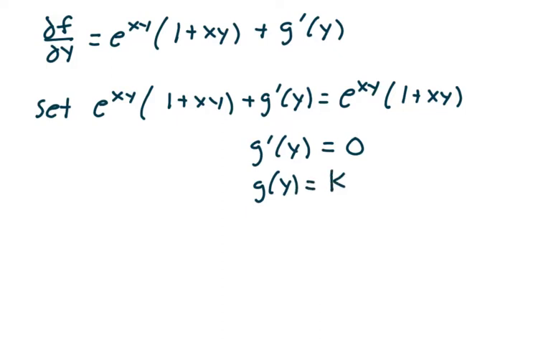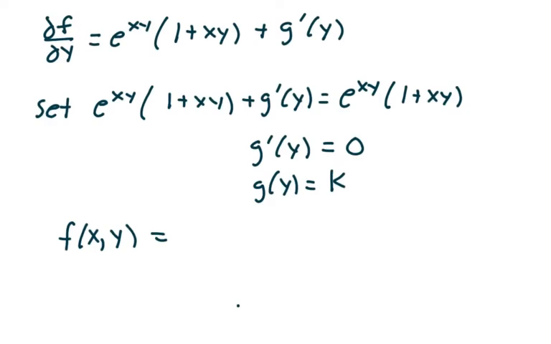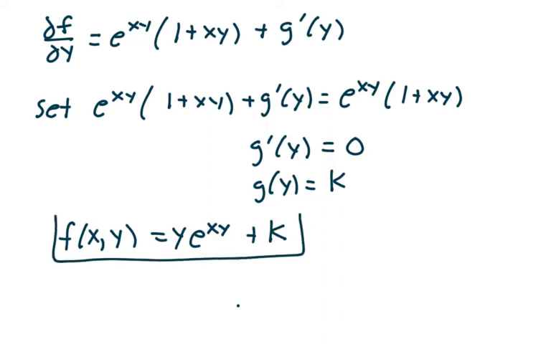And that's exactly what I wanted. So I needed to get a handle on that g, and that allows me to get my potential function. So I get y e to the xy plus k. And that's exactly how you do problem number 5. Let's take a look at problem number 7.